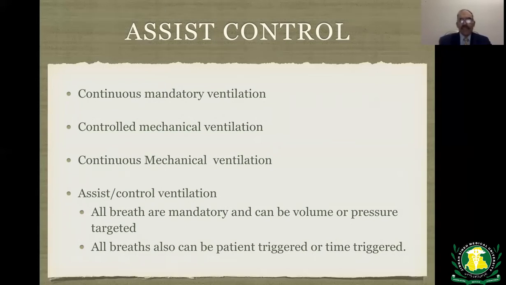In the case of pressure targeted, the clinician sets the rate and the pressure during inspiration. So let's say you set a rate of 10 and a pressure of 15. That means 10 breaths are guaranteed, and each breath will be delivered with a pressure of 15. And if the patient breathes over the ventilator, let's say at a rate of 15, then each of those 5 extra breaths will be delivered with the same pressure of 15. Assist control mode is the most common and easily used.